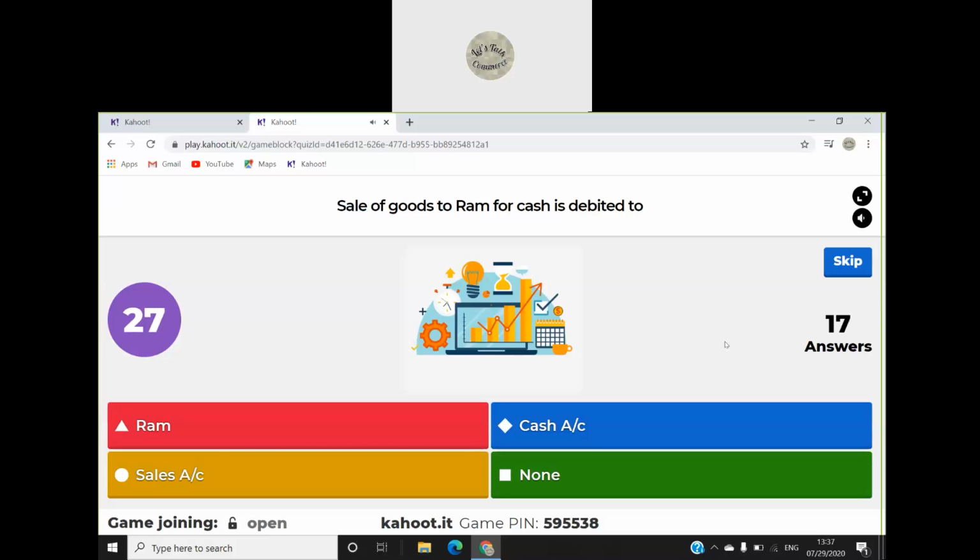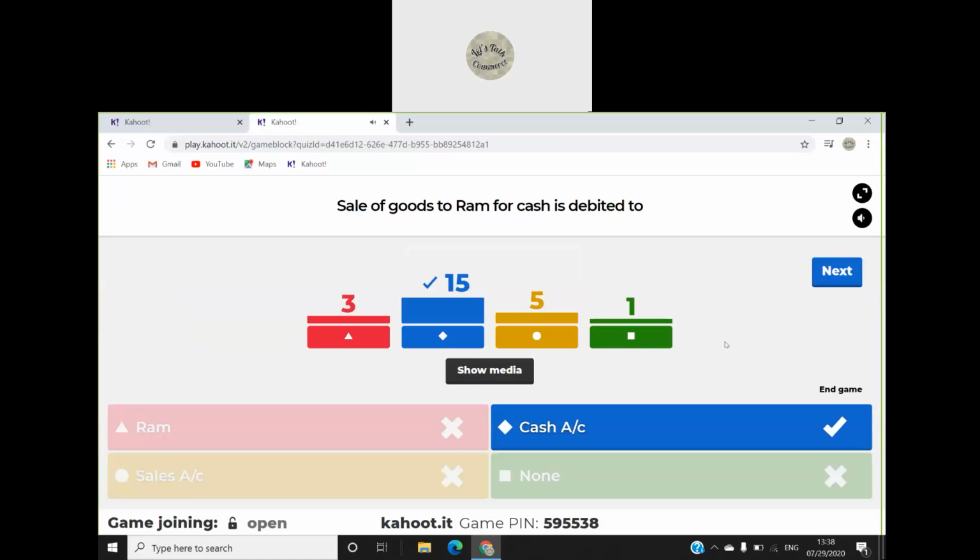The timer is running and it is 25 seconds left. Okay, so 9 students have given the incorrect answer also. The transaction is sale of goods to Ram for cash. What will be the journal entry? Journal entry will be simply cash account debited to sales account. So cash account is debited. Okay. Now look at the scoreboard.